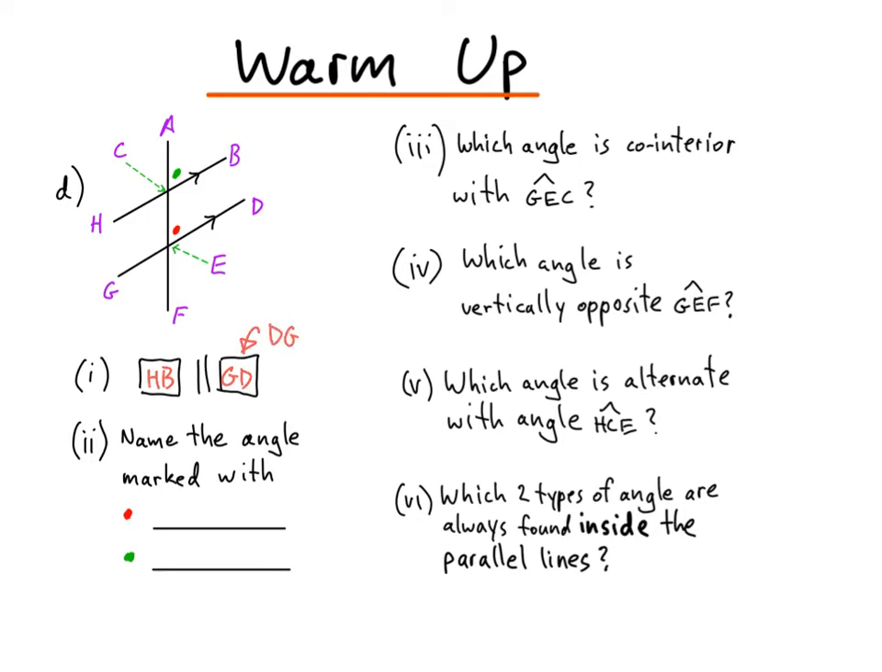Okay, next question. Name the angle marked with a red dot. That angle there is that angle which I'm going to call, that point there is meant to be C. So CED, angle CED. The green dot is this angle here, ACB. Angle ACB.